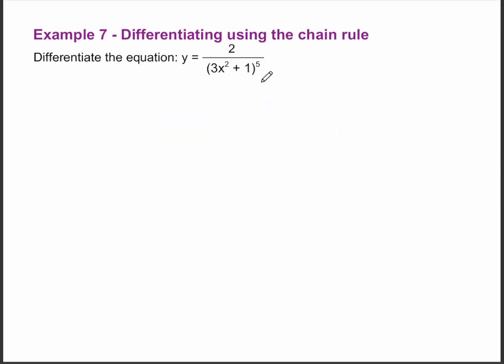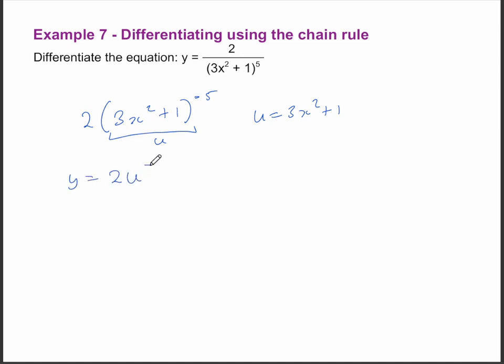And this looks like a fraction, but what we can do is just bring it up, and using the power laws, we can change the power to a negative. This will become 2, 3x squared plus 1, to the power negative 5. And then we can do the exact same thing. So convert this into u. Therefore, we have u equals 3x squared plus 1. And secondly, we have that y is equal to 2u to the power negative 5.